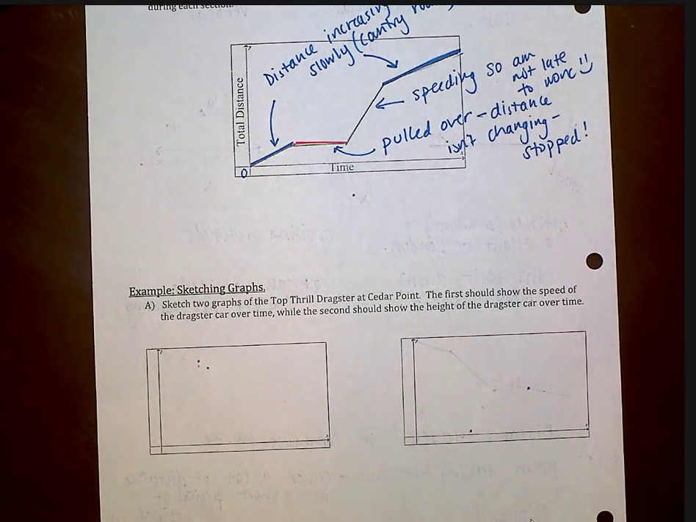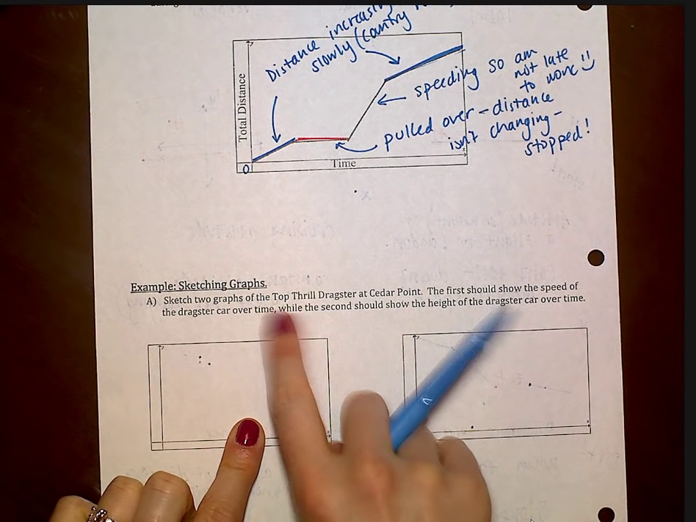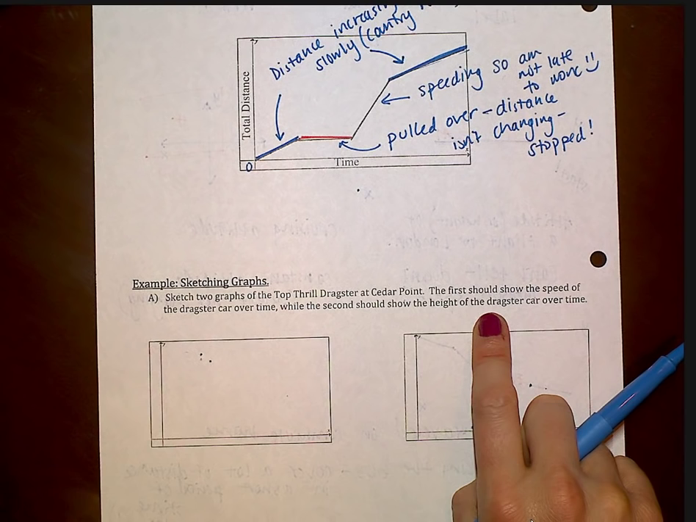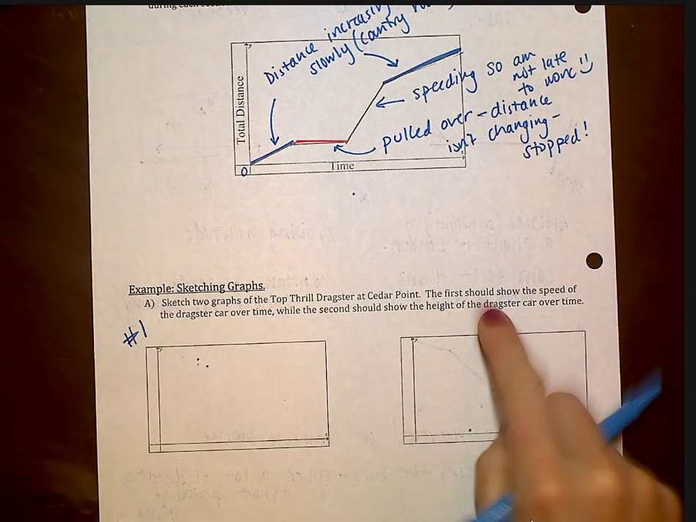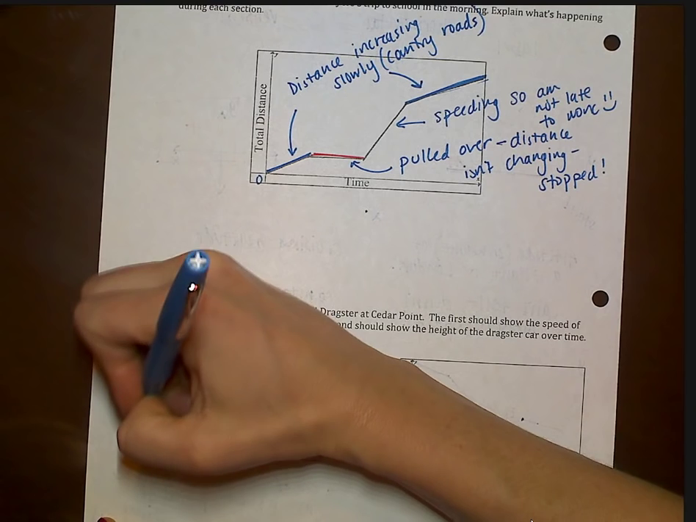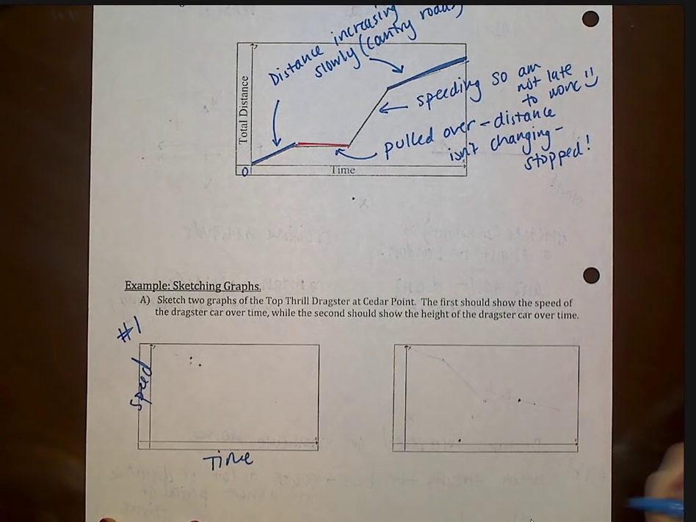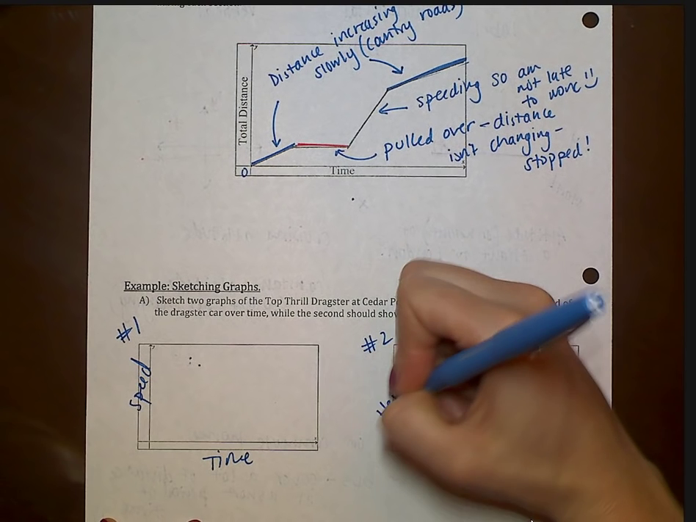The third part, though, to this lesson is sketching your own graph. This is a little bit different. So I want to sketch two graphs, and they both relate to the Top Thrill Dragster at Cedar Point. Hopefully you've been on that. If you haven't, you're missing out. But the first graph, I want to show the speed of the dragster. So this one needs to measure speed over time. And the second one needs to measure the height of the dragster over time.